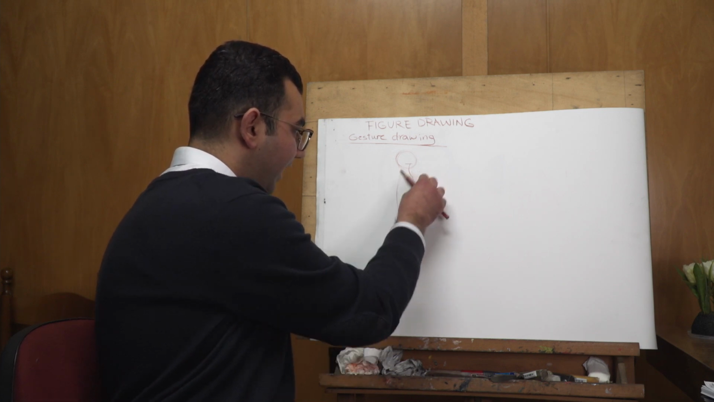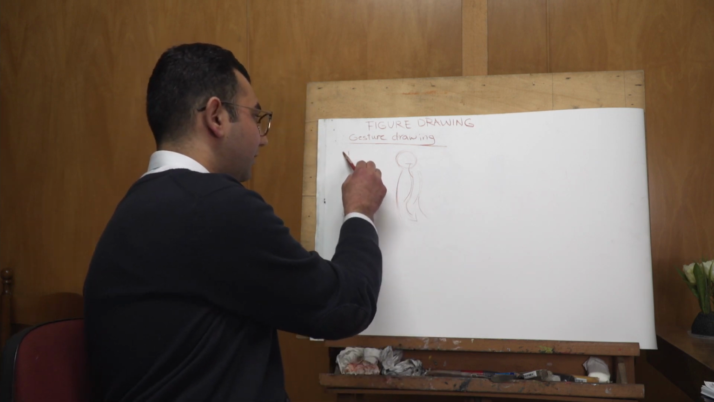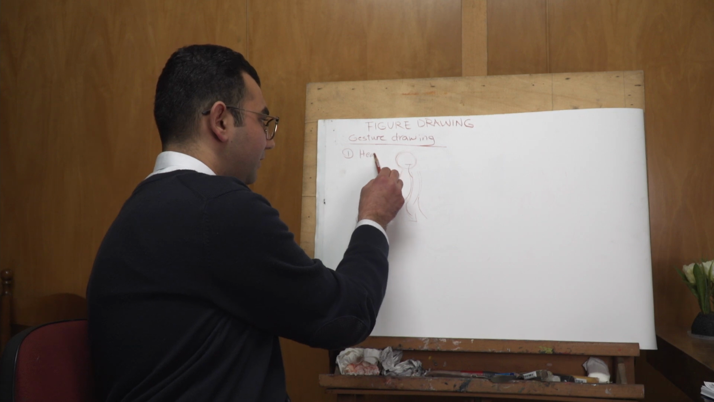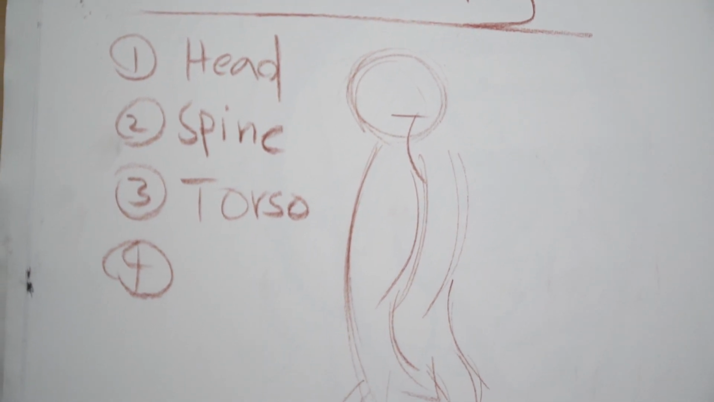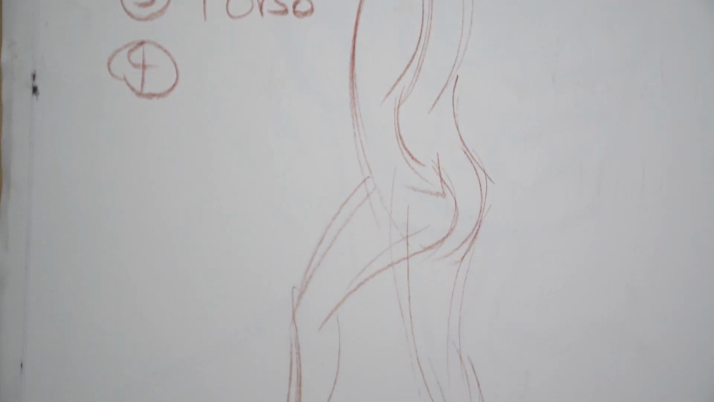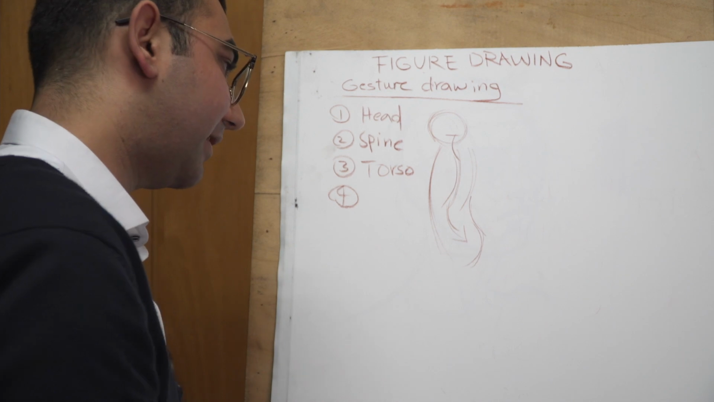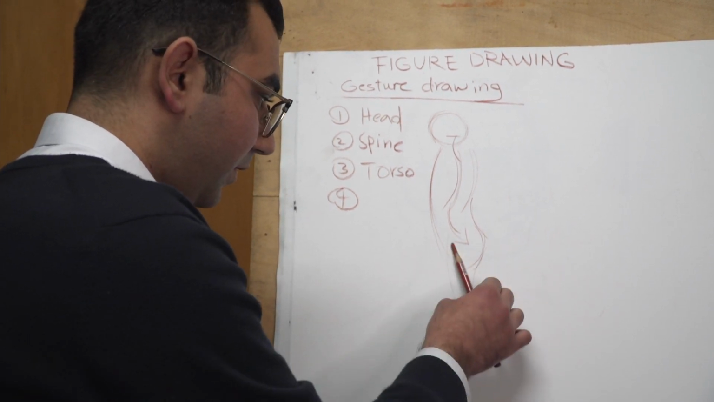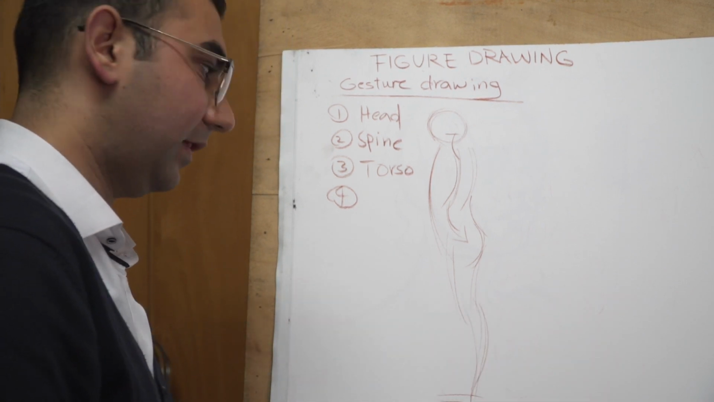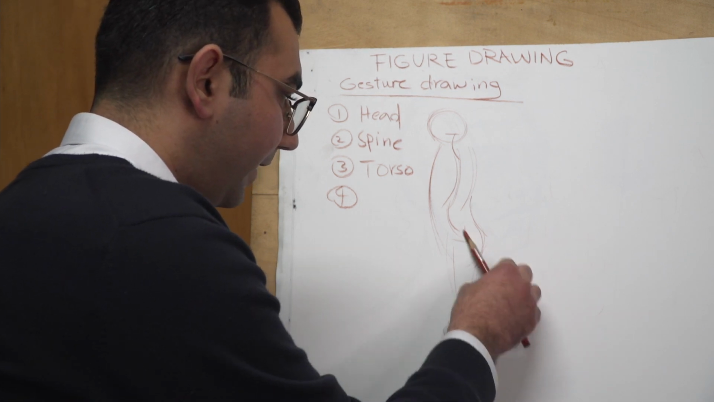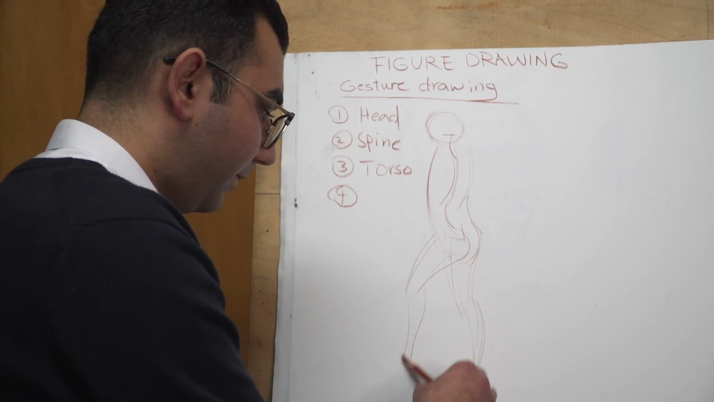And then we need to add torso. So I'm gonna just write down here, first head, second part spine, third torso. And the fourth stage is adding legs to it. First we have to draw weight-bearing leg, like this, and then supporting leg, in this way.